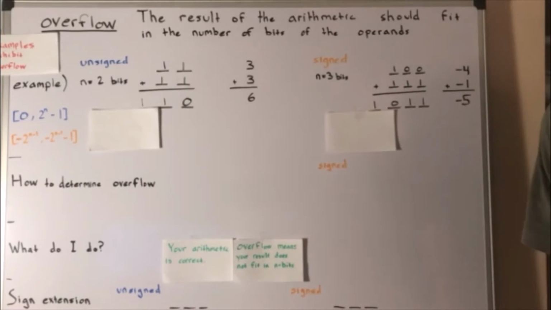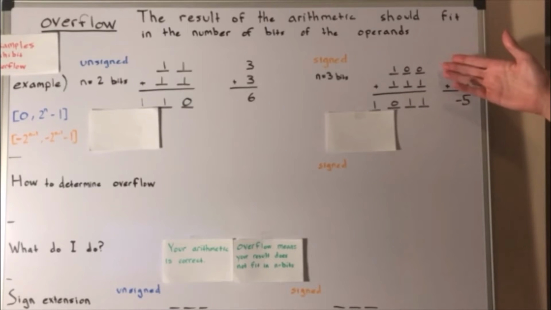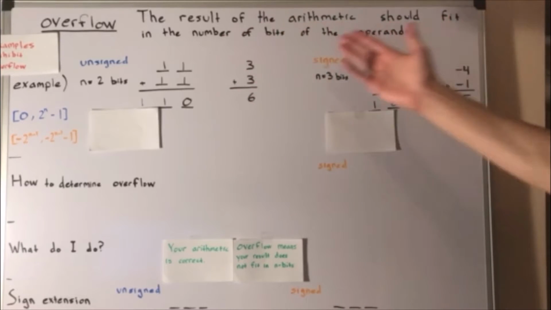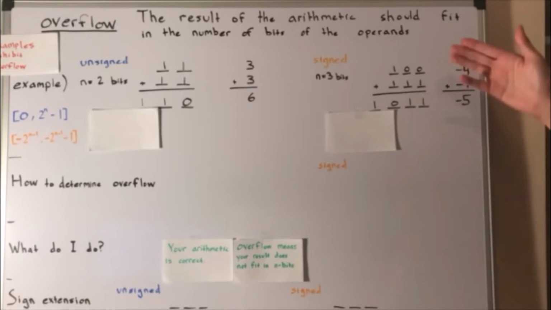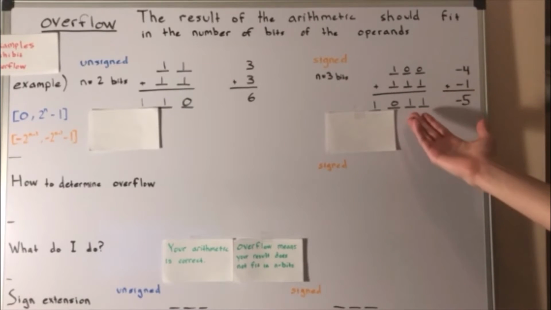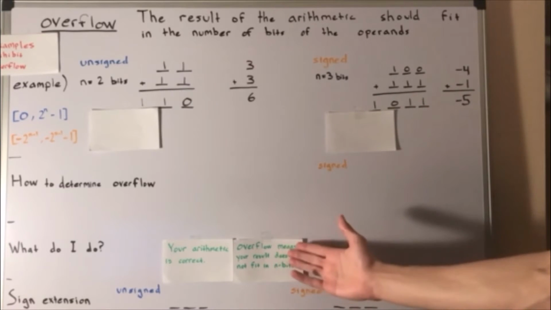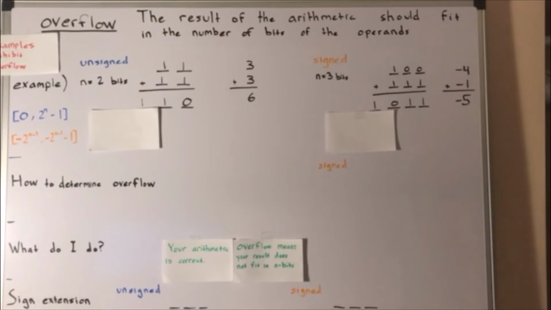So there's overflow. And here's a signed example of overflow using n equals 3 bits. This is -4 and -1. You add them and you get -5 in binary. The arithmetic is correct, but you have overflow. The result of the arithmetic should fit in the number of bits of the operands, 3 bits for each operand. The result should fit in 3 bits, but it doesn't, it's in 4 bits, and overflow means your result does not fit in n bits.